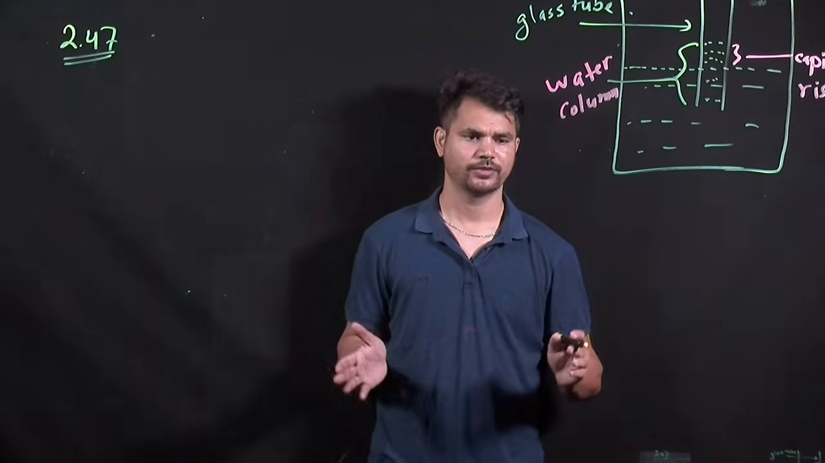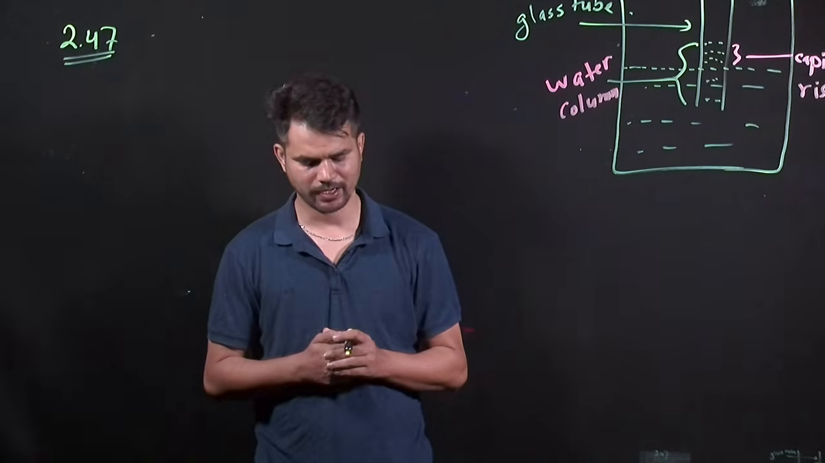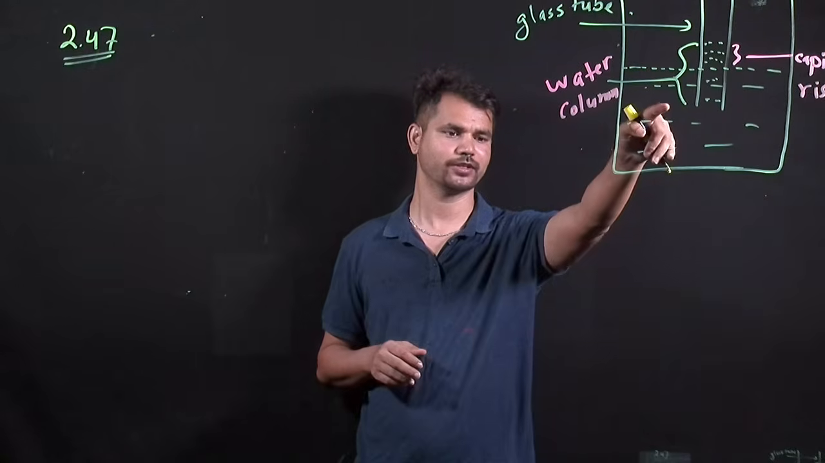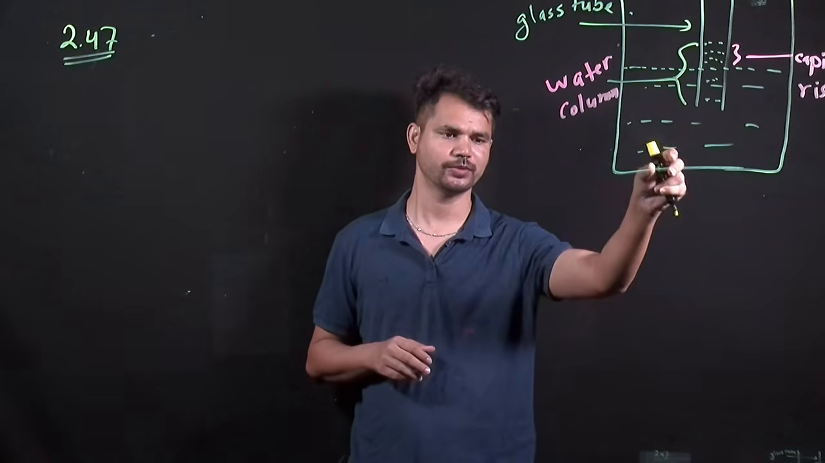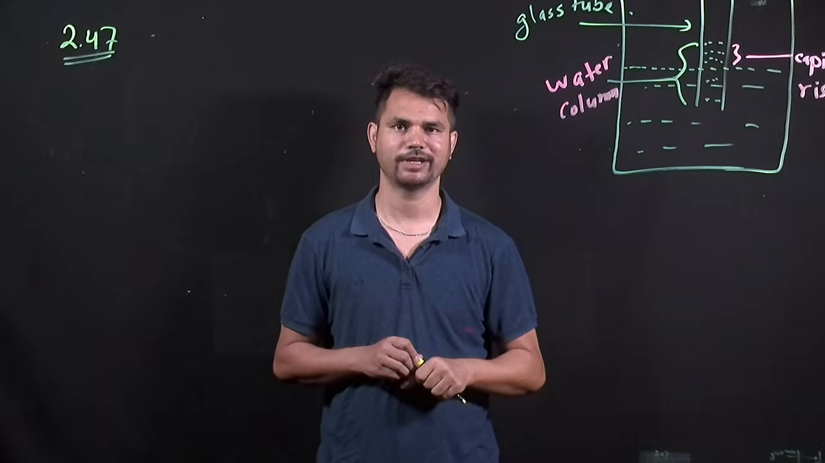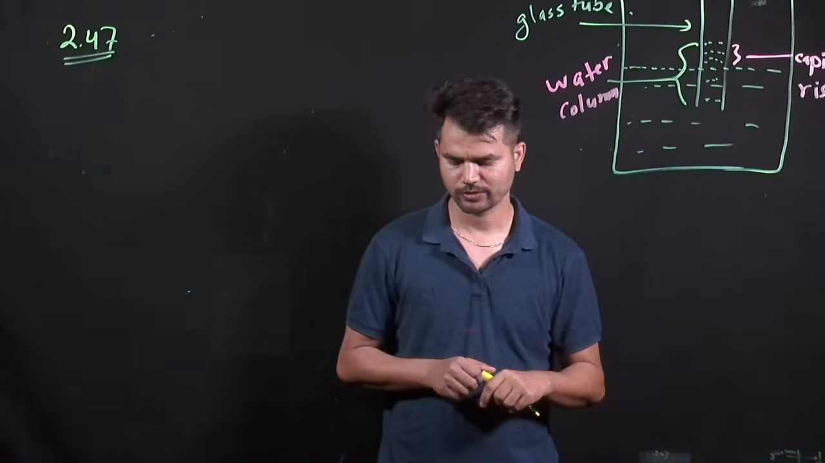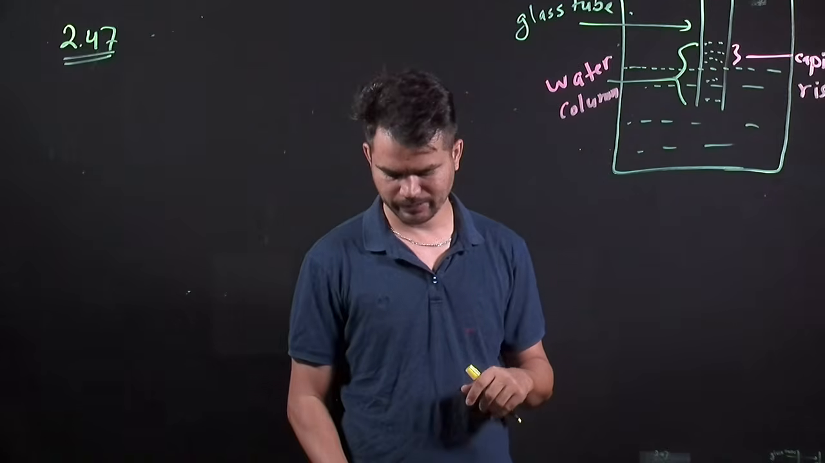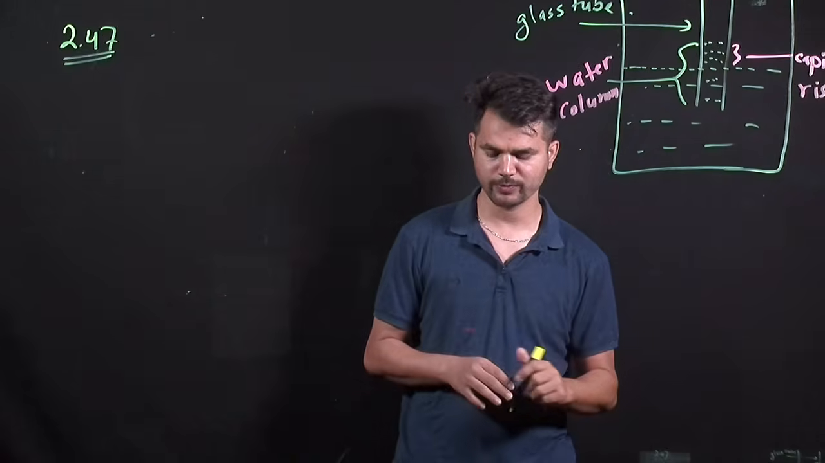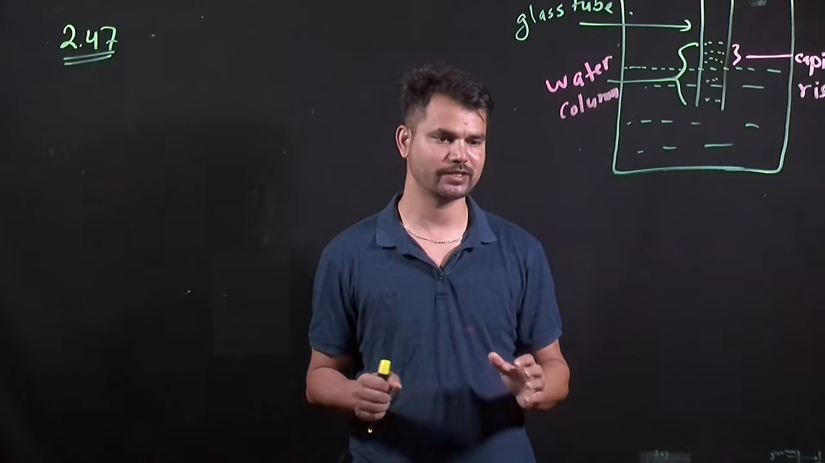So let's start question number 2.47. I already drew the figure, so it can be easy to explain. I will not write the question here because it is long. For 2.47, the question asks: a water column in a glass tube is used to measure the pressure.